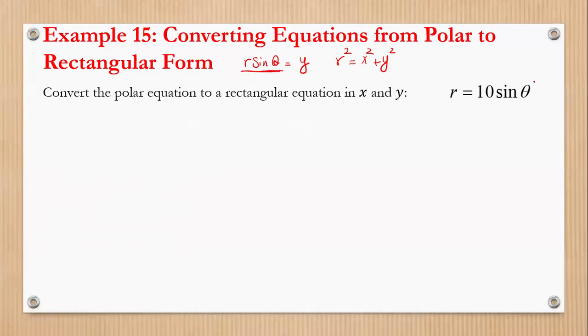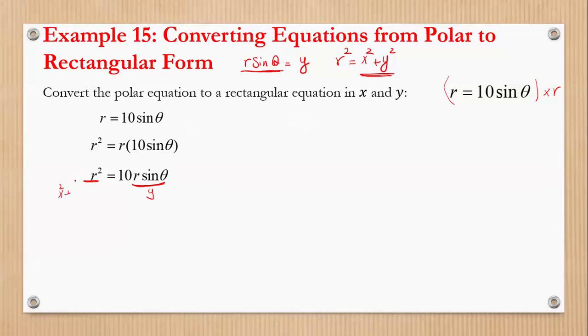How? By multiplying both sides by r. If I multiply both sides by r, r times r on the left is r squared, and r times 10 sine theta is 10 r sine theta. Now this one will be replaced by y, and this one can be replaced by x squared plus y squared. Now I have everything ready to be replaced by x and y. So r squared, which is x squared plus y squared, must be equal to 10y.